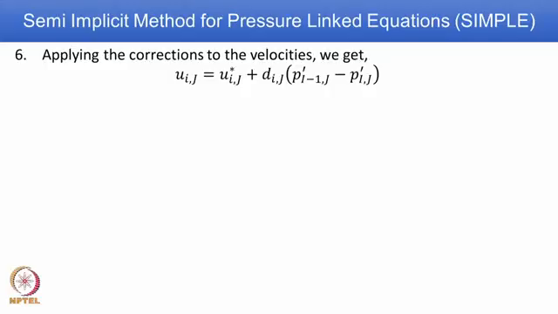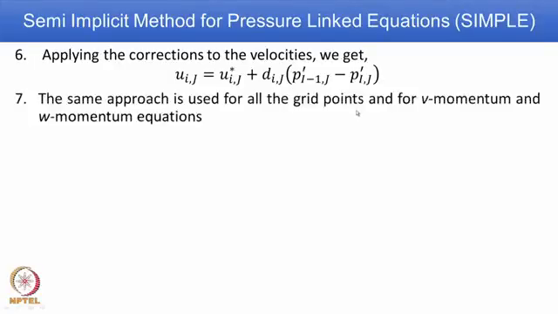The expression for velocity correction had a pressure correction term inside. Now, we get the corrected velocity as shown here: u i comma j, that is the corrected velocity, equal to the guessed value, that is u star, plus the correction in the velocity as shown here. We follow this procedure for all the grid points and also for velocity components v as well as w.